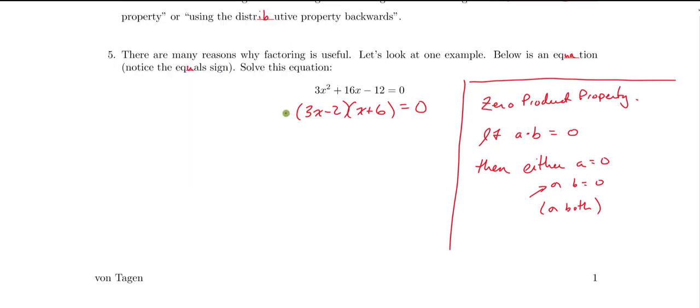But in this next line, I have a product of two factors equaling 0. And by the zero product property, these both can't be just any number we want. One of them must be 0. So either 3x minus 2 equals 0 or x plus 6 equals 0. And you see what we've traded off. Okay? We started off with a quadratic equation, and we couldn't easily identify the solutions to that quadratic equation.